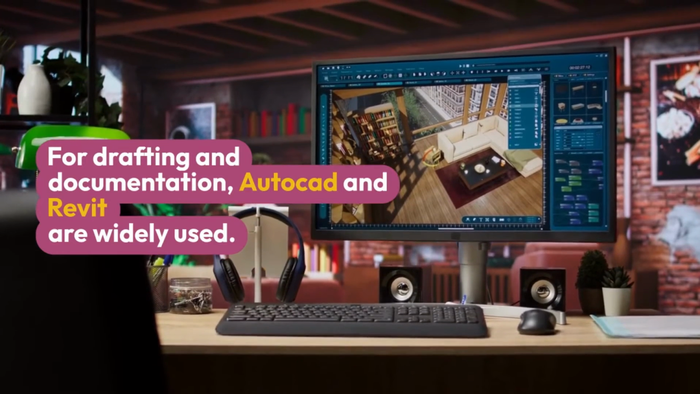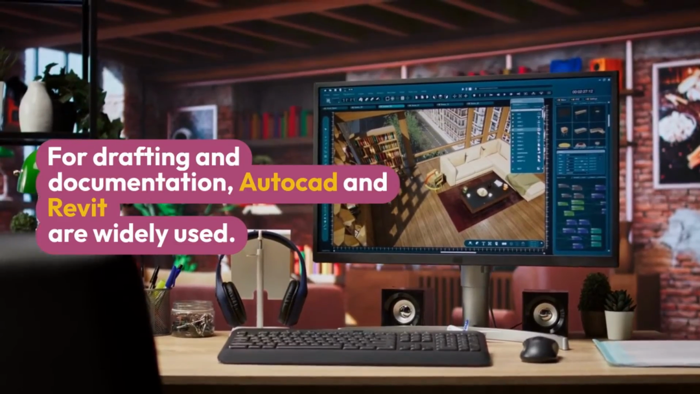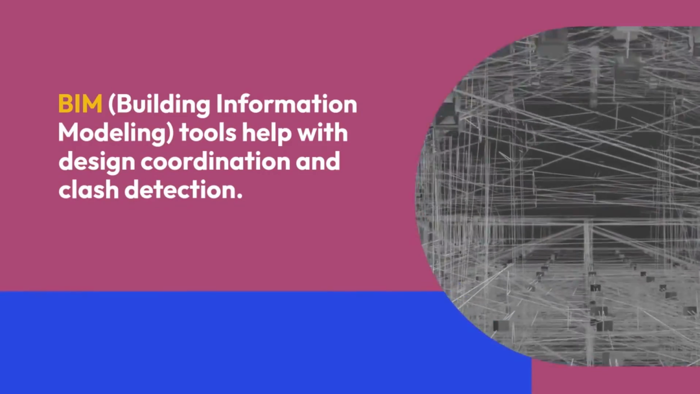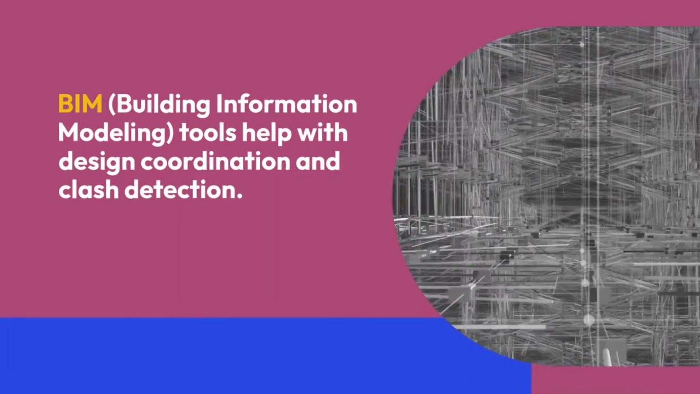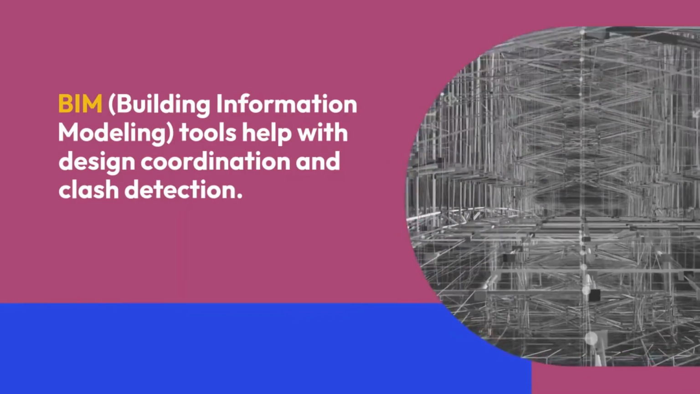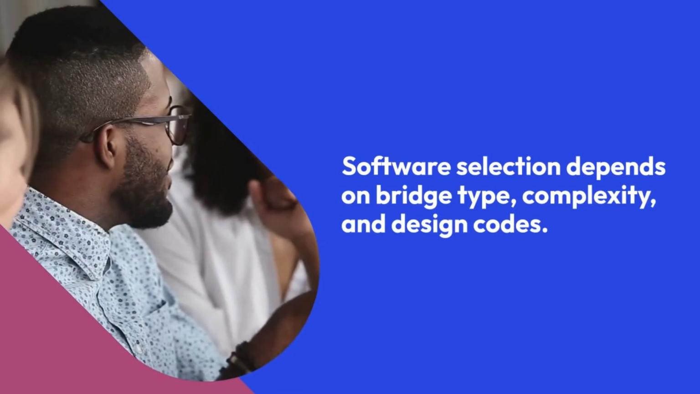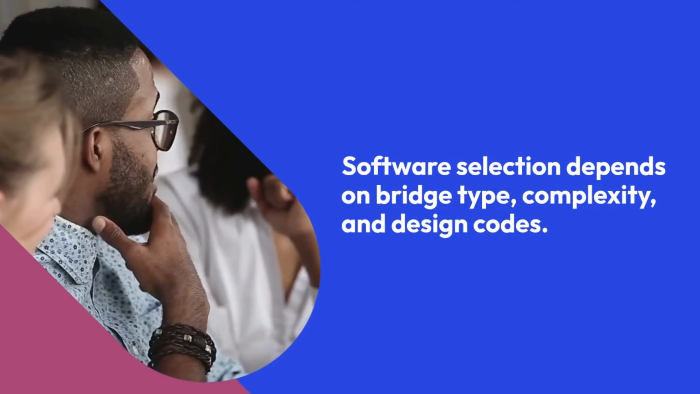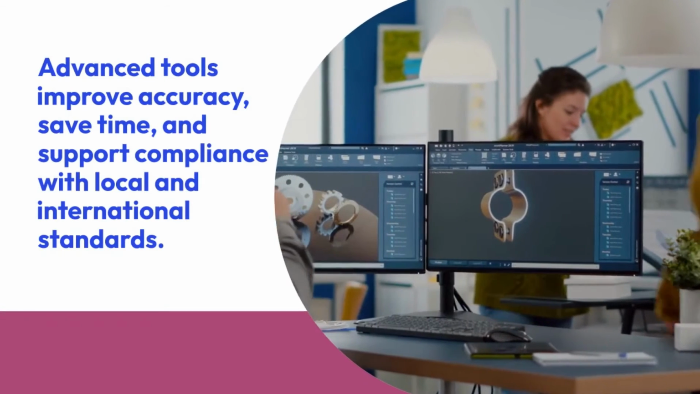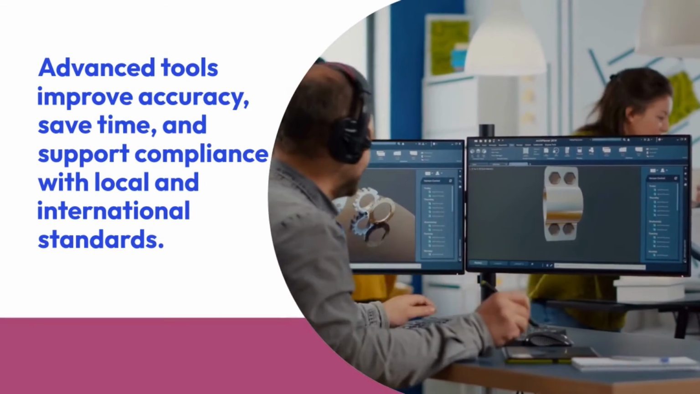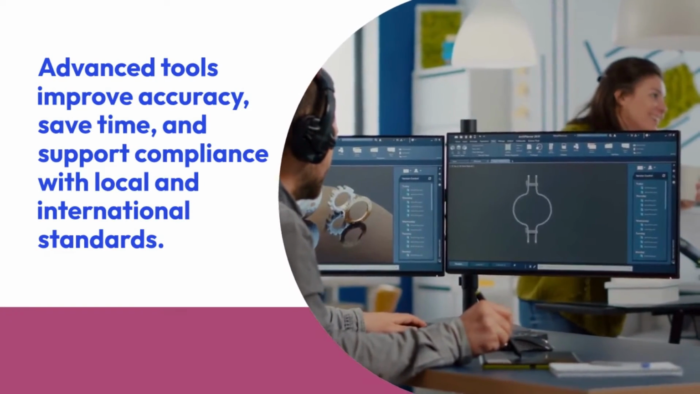For drafting and documentation, AutoCAD and Revit are widely used. BIM, Building Information Modeling, tools help with design coordination and clash detection. Software selection depends on bridge type, complexity, and design codes. Advanced tools improve accuracy, save time, and support compliance with local and international standards.